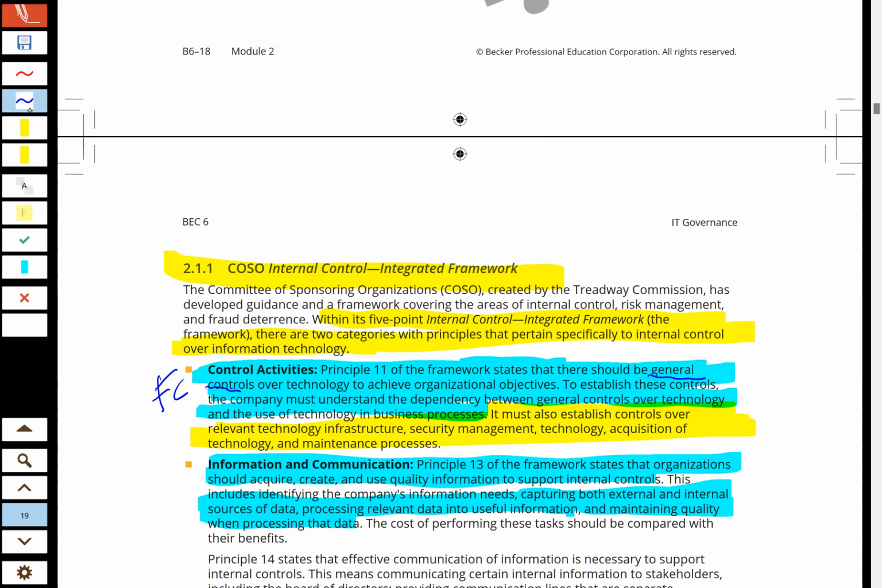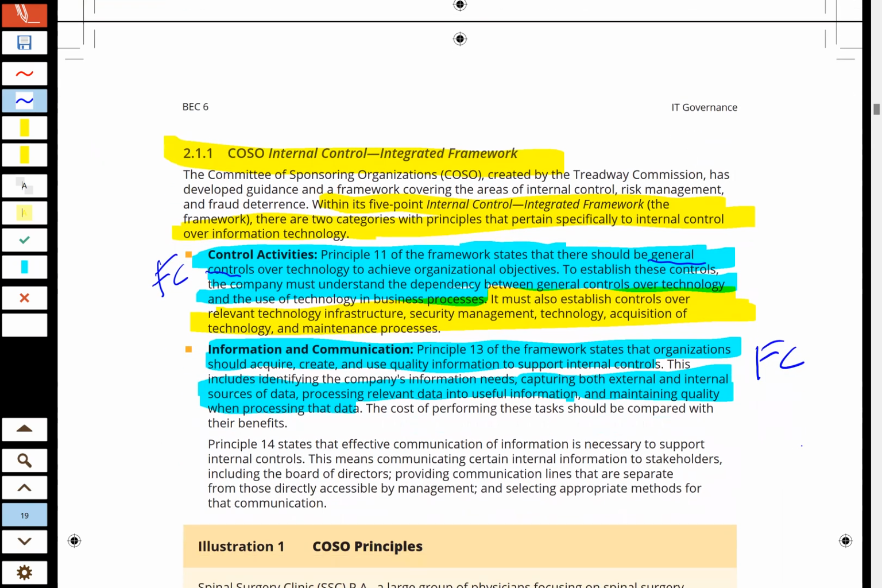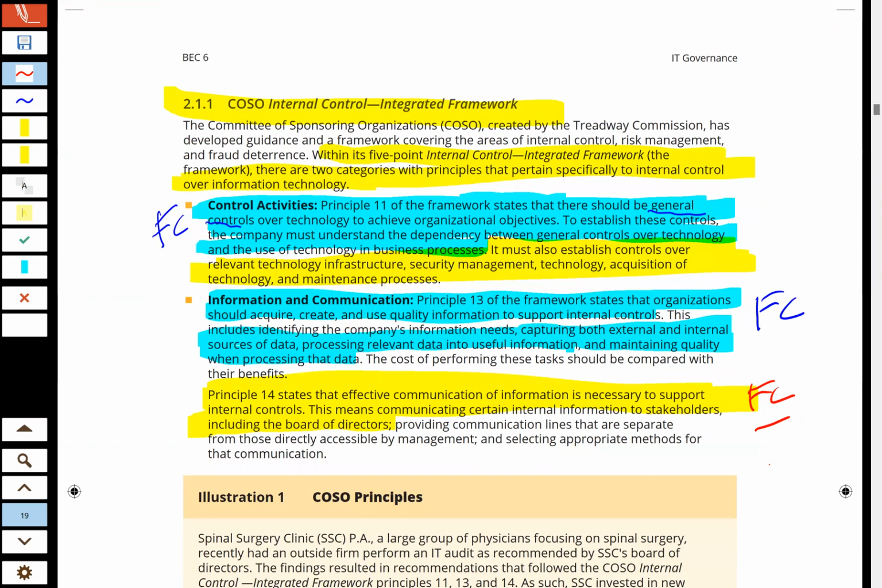So information systems, the information part of information and communication, flashcard that. And then, of course, we have the communication, and it is important that the different personnel in the entity understand their responsibility as it relates to the controls for IT purposes, and that includes the board of directors. So you can flashcard that. These are key aspects of COSO. We've already talked about some of them, but we're making sure we understand how they are relevant to our IT environment.